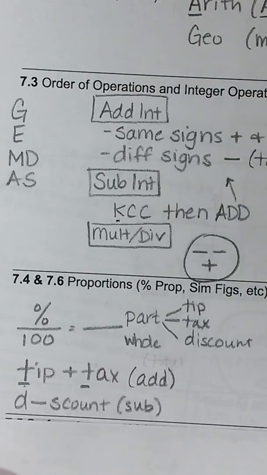Remember that for tips and tax, you add tips and tax to get the entire amount, the total spent, the total bill, etc. For discount, you subtract. That's why it has a subtraction symbol. The I is turned sideways to remind you to subtract to get the sale price.